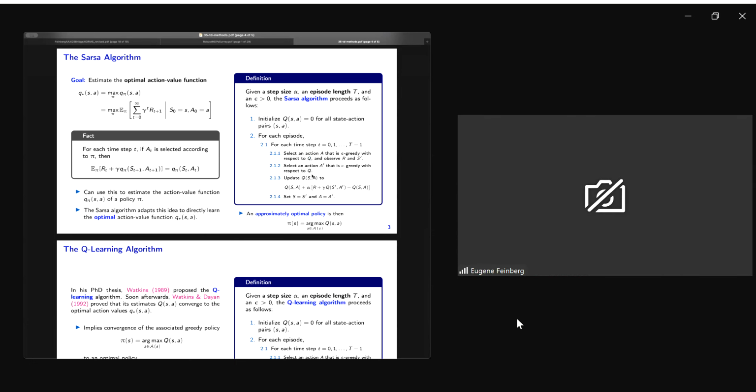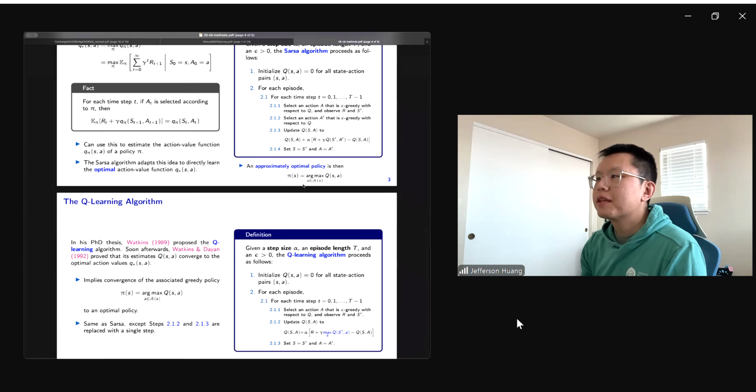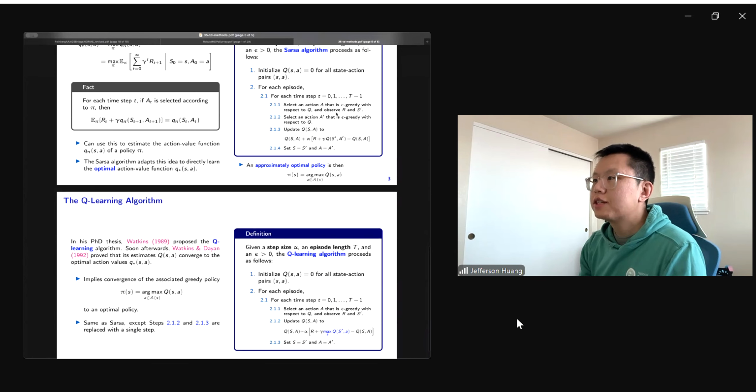What about Q-learning? Q-learning is exactly the same except for one difference. Here, note that we took an epsilon greedy action with respect to Q at our starting state, and then we observe the realization of the reward in the next state. Then we select another epsilon greedy action. In Q-learning, the only difference is that we don't select this second epsilon greedy action.